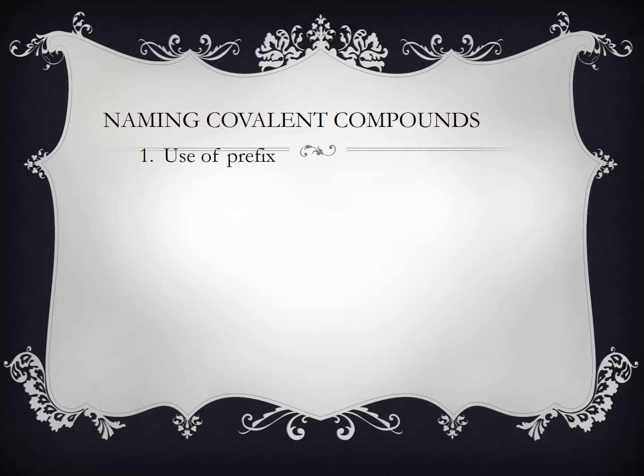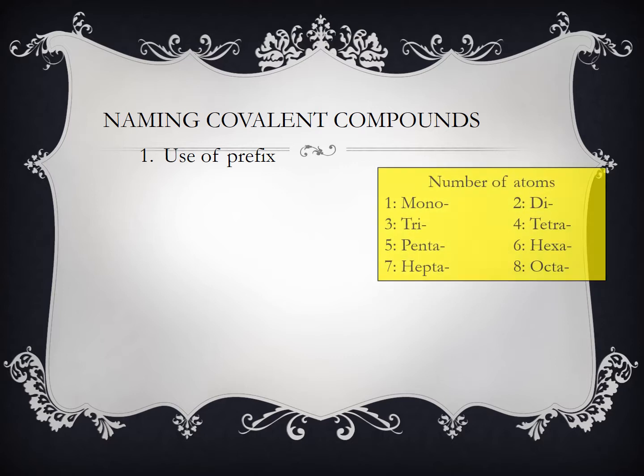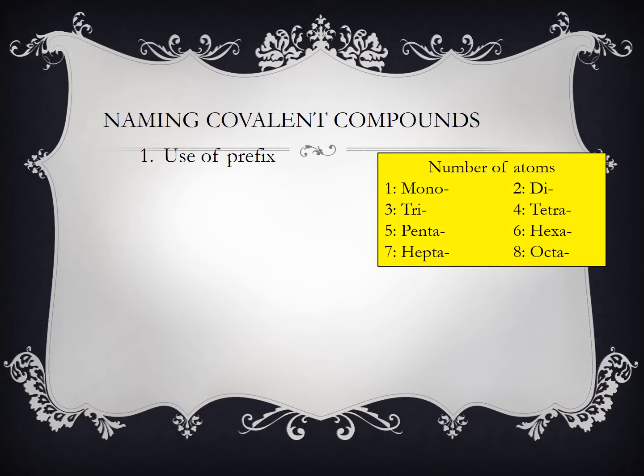So with covalent compounds, you use prefixes. So you have to know that mono is 1, 2 is di, 3 is tri, 4 is tetra, and so forth all the way through 8 is octa.